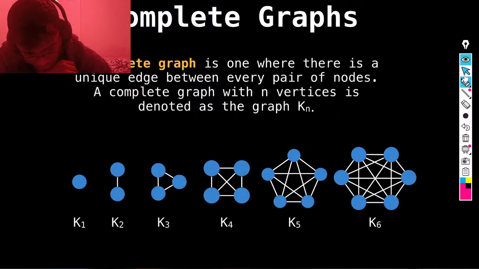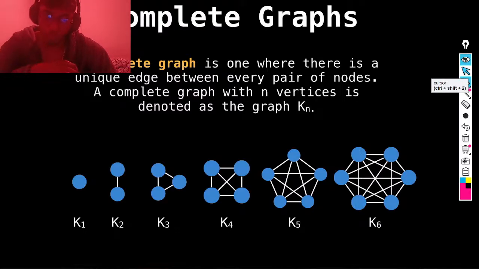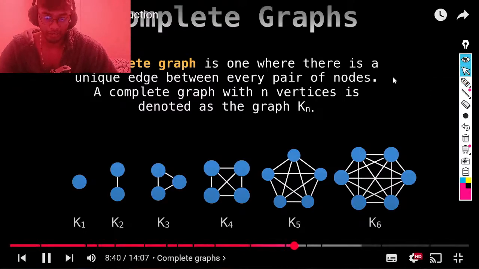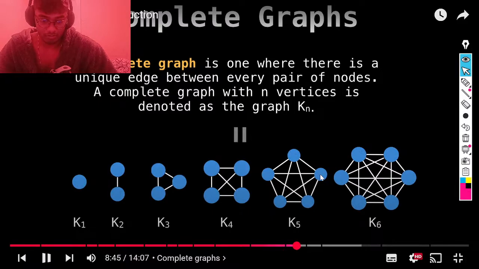This last type of graph is a complete graph. It is one where there is a unique edge between every pair of nodes in the graph. A complete graph. Bro, whoa. We have listed K1 through K6 on the bottom. Look at K5, man. Listen.